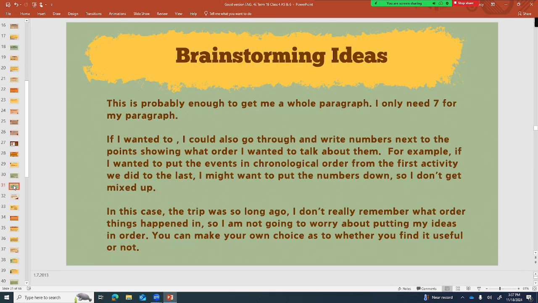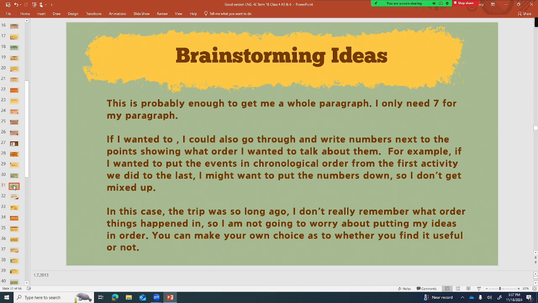That's probably plenty to get me through a whole paragraph. I only need 7 sentences and I've got at least 7 topics, so I'm good. If I wanted to, I could also go through and write numbers next to each point, deciding which order I want to talk about them. Just because I thought about them in that order doesn't mean that's the best order to write about them.